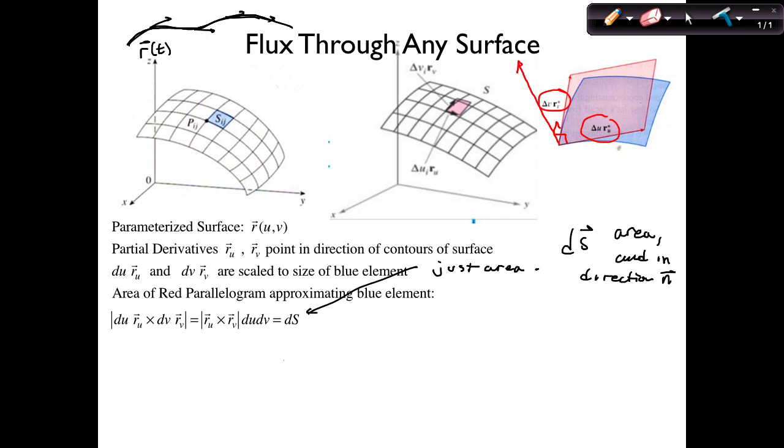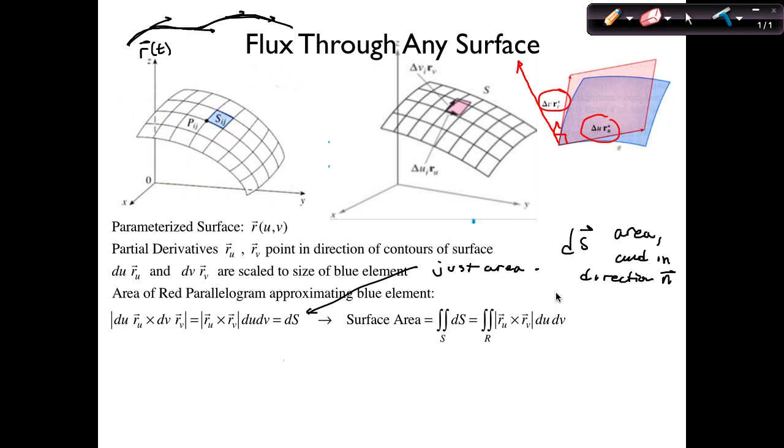Okay, this is a kind of side note. If this is dS, it's the partial with respect to u of your parameterized surface crossed with your partial with respect to v. That gives you a vector function. Take the magnitude of that, du dv, and that's the area, a little area of one element. As a side note, this allows us to find surface area. If we do a double integral of just dS, dS being this, that'll allow us to calculate just the area of a surface.